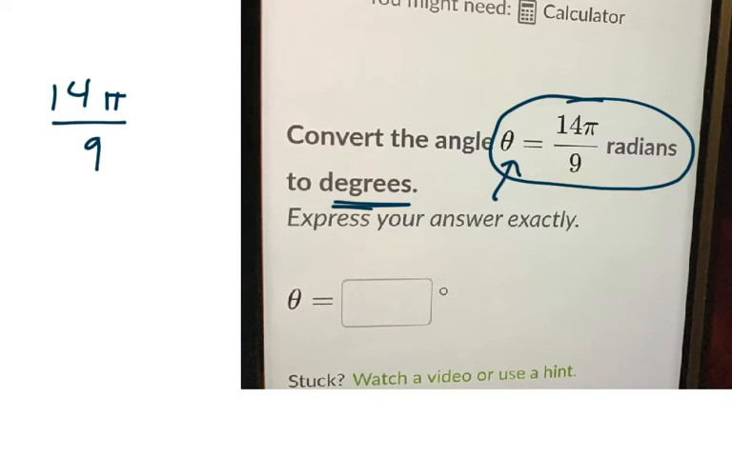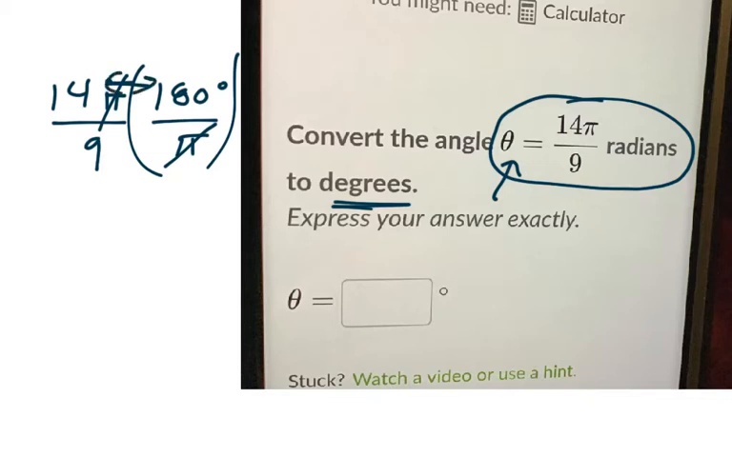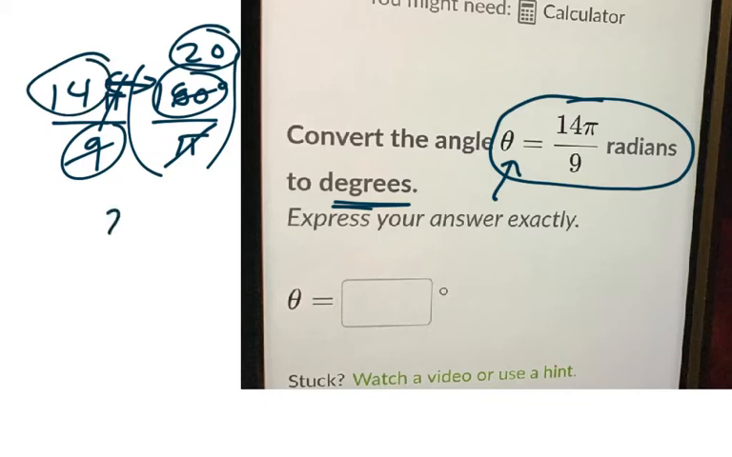Well, what I'm going to do is I know there's 180 degrees in 1 pi radians. That's my conversion factor. I know I'm doing it right because see how the pi's cancel out. Pi over pi is 1. Before I multiply these together, I know that 180 divided by 9 is simply 20. 180 divided by 9 is 20. And so now 20 times 14 is 280 degrees.